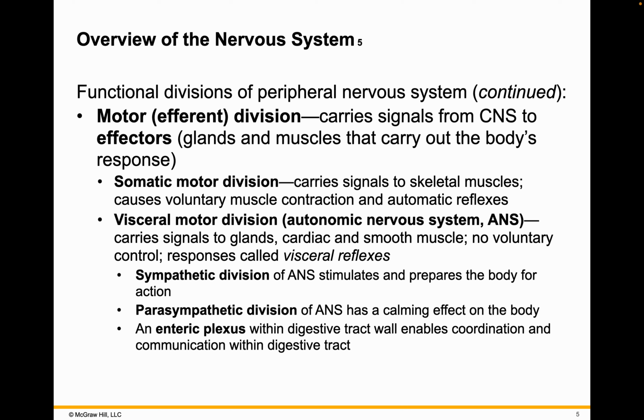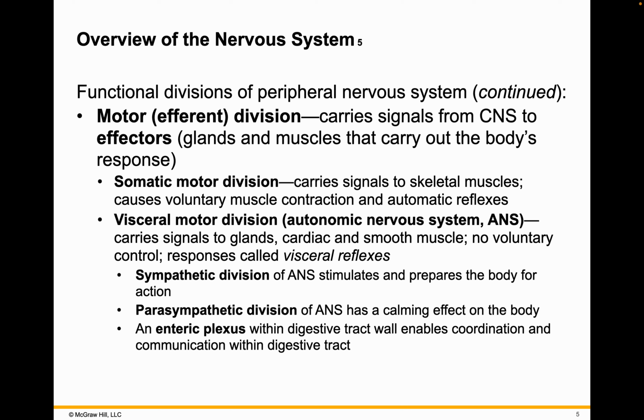They are divided into a somatic and visceral division. The somatic motor division carries the signals to skeletal muscles, causes voluntary muscles to contract, and it's responsible for our automatic reflexes. The visceral motor division is the autonomic nervous system, the ANS. It carries signals to glands, cardiac and smooth muscle, with no voluntary control, and its responses are called visceral reflexes.